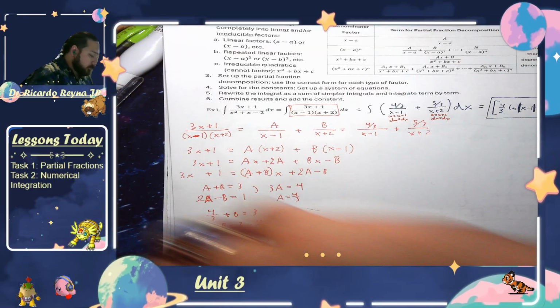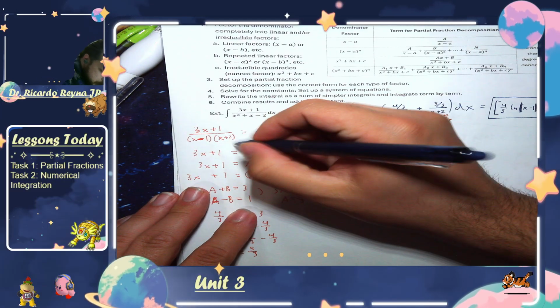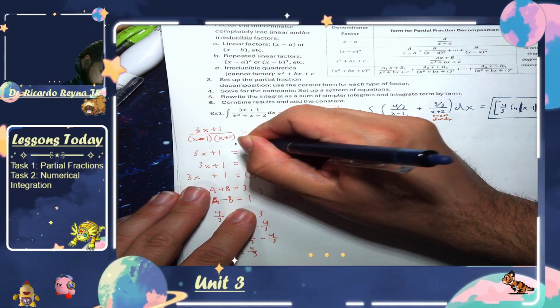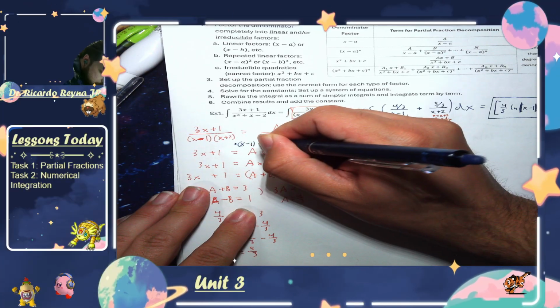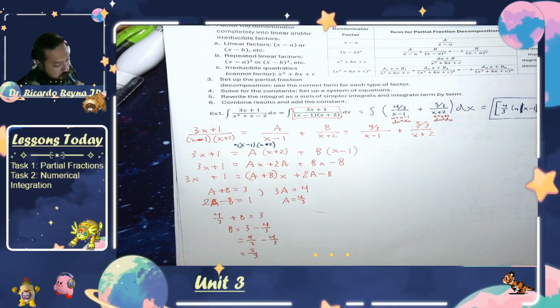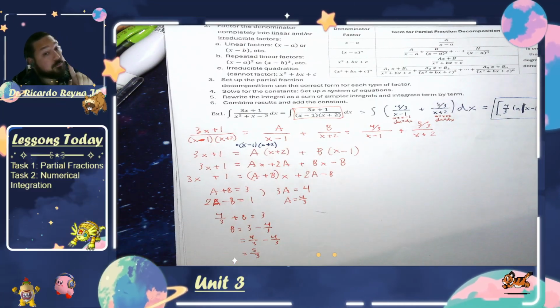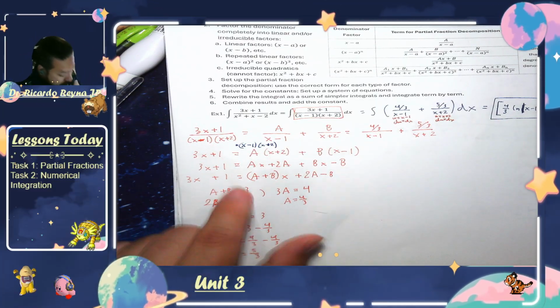Shifting the a, we got ax plus 2a. Shifting the b, we got bx minus b. And all of this is equal to 3x plus 1. Now, all of these letters are strictly going to be numbers. We can take advantage of that fact.